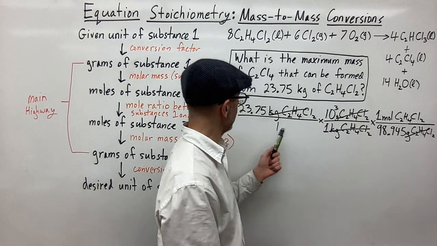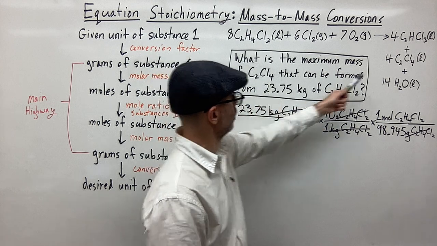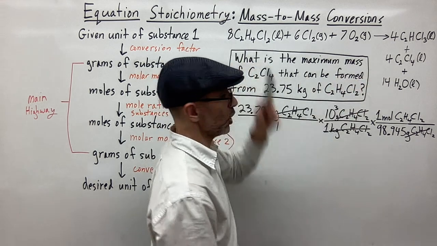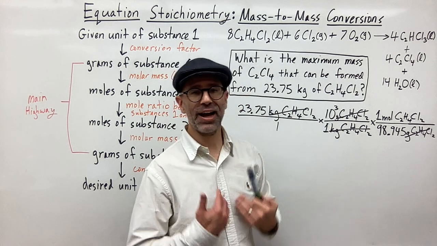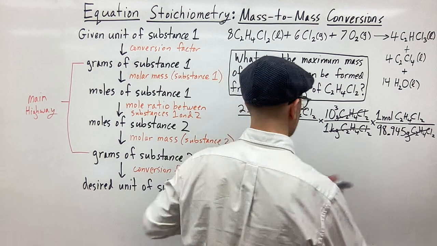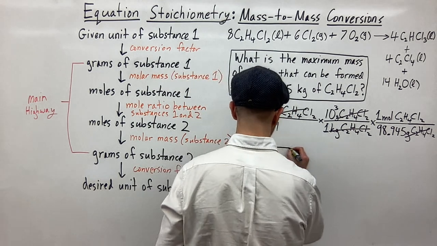H2... 8 to 4. So I want C2Cl4, that's there. So I have an 8 to 4 ratio. Now you can simplify it. I don't like to simplify the numbers. I'll let my calculator do that. So I'm going to continue down here with the conversion factors.